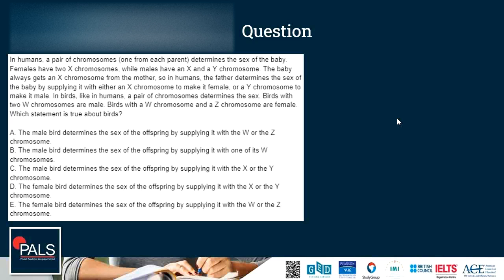So here it's swapped around, and that is the reason why in birds the female bird will determine the sex of the offspring, since she has the 2 different chromosomes, and it's a 50-50 chance whether an offspring will receive either a W or a Z chromosome from the mother. A father will always contribute a W chromosome. So the correct answer here is E.